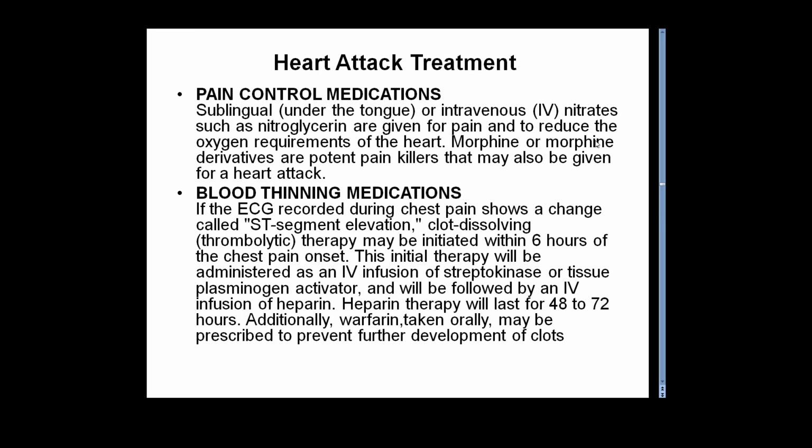Pain control. Sublingual, under the tongue, or intravenous nitrates such as nitroglycerin are given for pain and to reduce the oxygen requirements of the heart. Morphine or morphine derivatives are potent painkillers that may also be given for a heart attack.